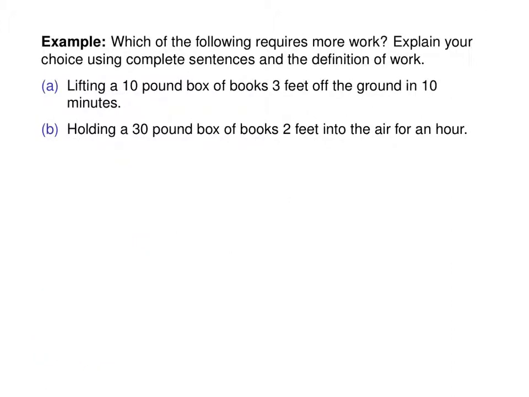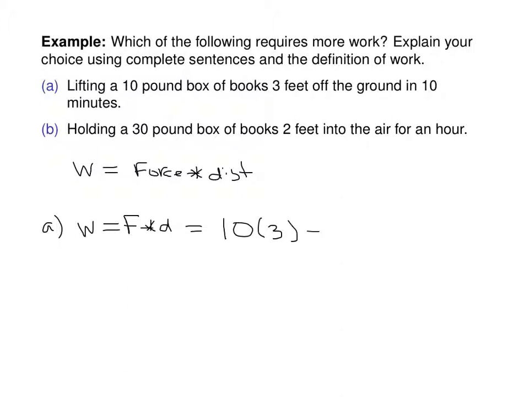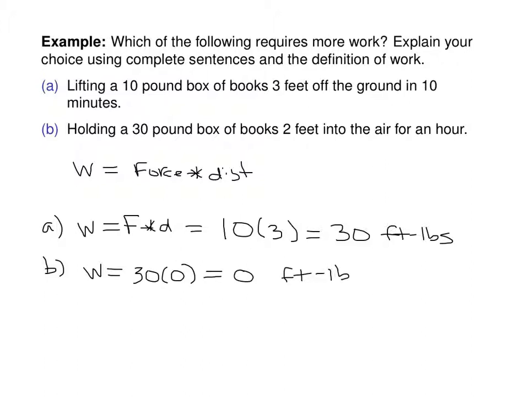Next, we discussed work. So remember that work is defined as force times distance. Notice that there's no time component. You've got to not think about work as how hard something is, but as the specific definition of force times distance. So which of the following scenarios requires more work? A, lifting a 10-pound box of books 3 feet off the ground. So for part A, the work will equal force times distance, and the force is 10 pounds, the distance is 3, so the total work required there is 30 foot-pounds. Now for part B, holding a 30-pound box of books 2 feet in the air is a force of 30, but it's not moved, so the distance is 0. So in there, the work is 0 foot-pounds. So as a result, part A requires more work.